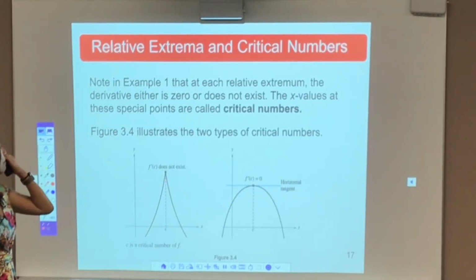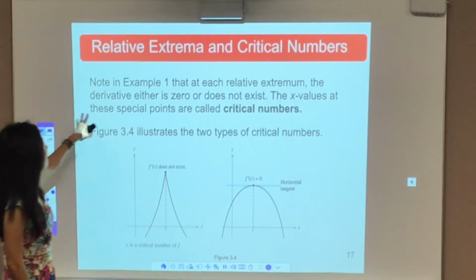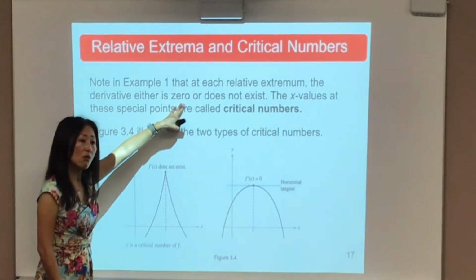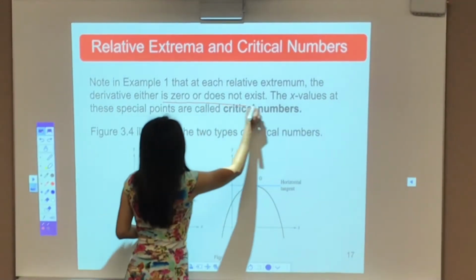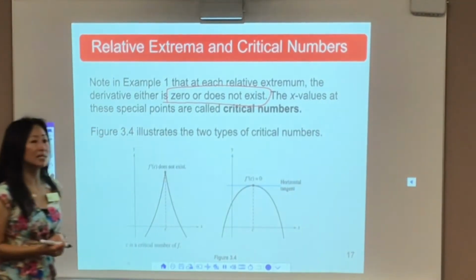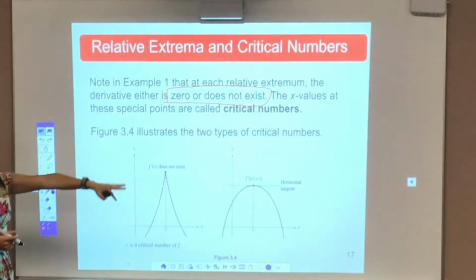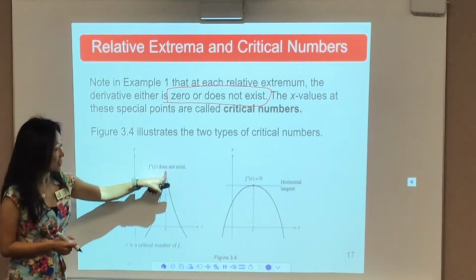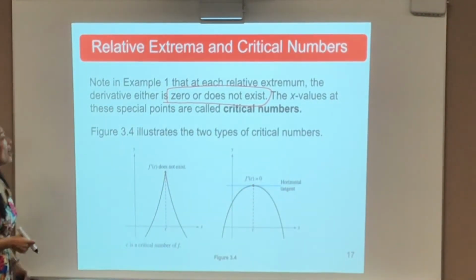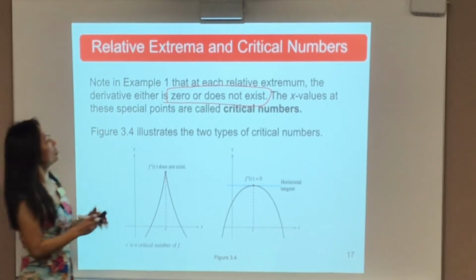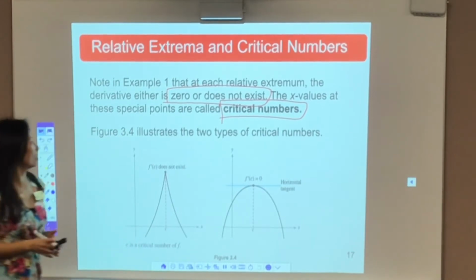All right, note in example 1 that at each relative extremum, the derivative either is 0 or the derivative does not exist. That's what they're trying to tell you. It's an important part. At your maximum, the derivative is either 0 or does not exist. Like here, it does not exist. Here it's 0. The x value at this special point is called a critical number, which we just figured out.